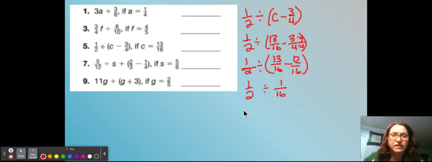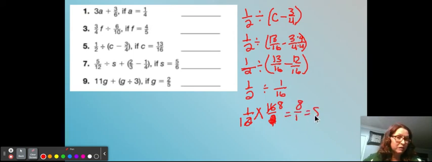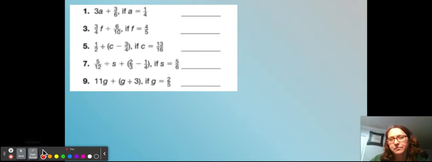At this point, now I have to do the keep, change, flip. So keep my first fraction, change my sign, and flip the second fraction. Well, 16 is divisible by 2. Oh, that's supposed to be a 1. 16 is divisible by 2. 16 divided by 2 is 8. 2 divided by 2 is 1. So 1 times 8 is 8. 1 times 1 is 1. 8 over 1 equals 8, so my answer for number 5 is 8.